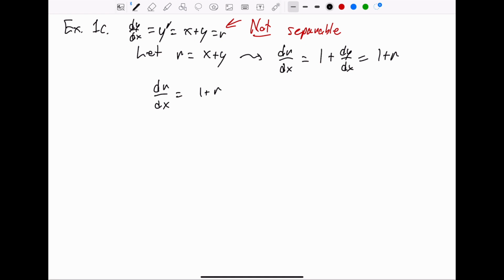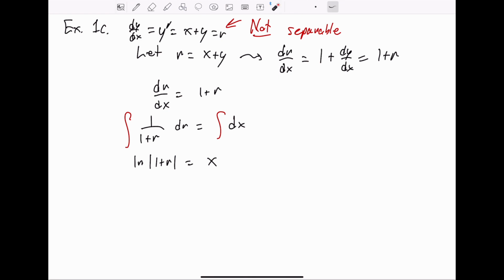This is a separable differential equation. We have the value r instead of y, but now we can divide both sides by 1 plus r, and we can solve this. So we write 1 over 1 plus r dr equals 1 times dx. So we've separated the variables. Now we can integrate. The antiderivative of 1 over 1 plus r with respect to r is simply the natural log of the absolute value of 1 plus r. And this equals the antiderivative of 1, which is just x.